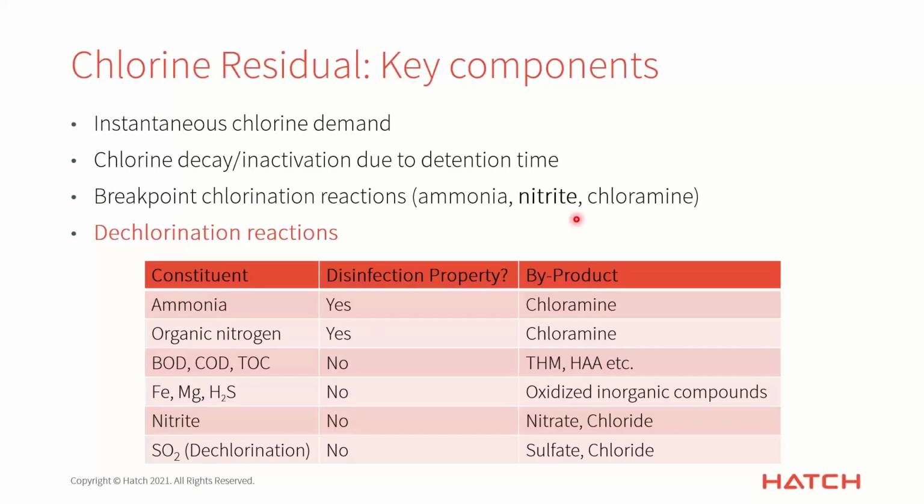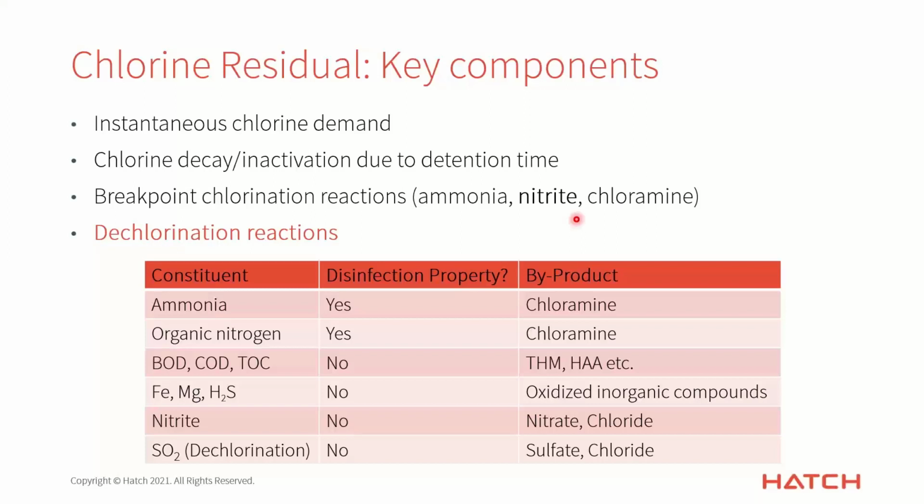All right, so back to these key components of the chlorine residual. I'm just going to mention them one more time. We have the chlorine demand, the chlorine decay, the breakpoint chlorination reactions, and the dechlorination reactions. And this table here shows the common wastewater constituents that can affect the chlorine residual because they react with chlorine, or hypochlorous acid, to be more specific. And these items in the table are going to show up as inputs in the 4 processes in our chlorine residual model. So these constituents are ammonia, organic nitrogen, BOD, COD, and TOC, inorganic compounds like iron and magnesium, nitrite, and sulfur dioxide, which is used for dechlorination.